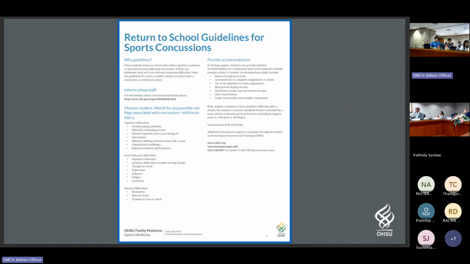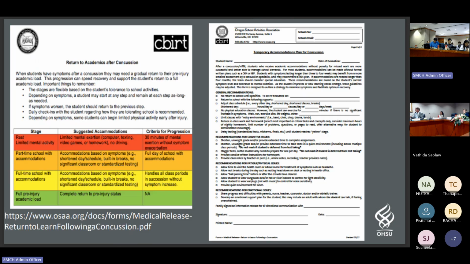And there are return to school guidelines, which I'm going to go over again in a minute, more specifically, which is right here. We developed this statewide program to show when they should not be in school at all. And basically, if they can tolerate more than 30 minutes of cognitive interaction, then they can go to part-time school. Then they can move on to full-time school, but they should be getting accommodations.